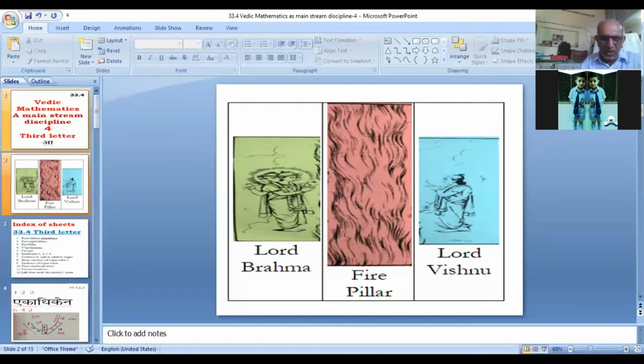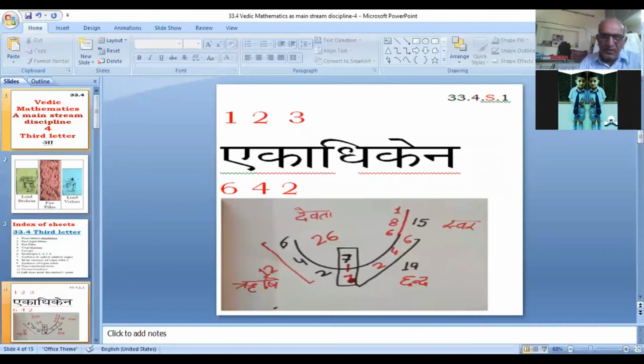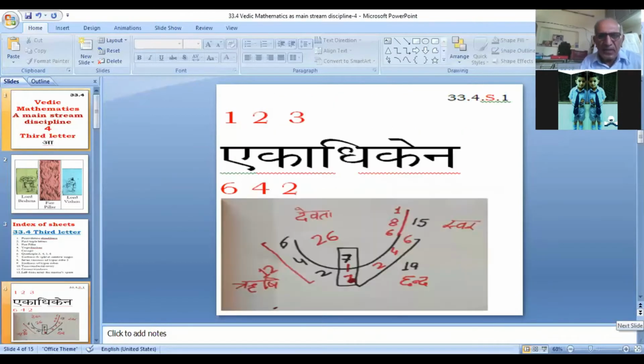Therefore, sadhakas fulfilled with intensity of effort to be parallel with the first triple letters of the Ganita Sutras would mean that these first 3 letters of the first formulation, Ekadikain, of Ganita Sutra 1. The formulation Ekadikain is a composition of 9 letters.